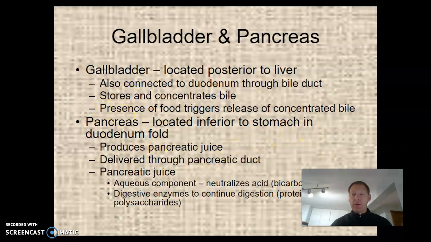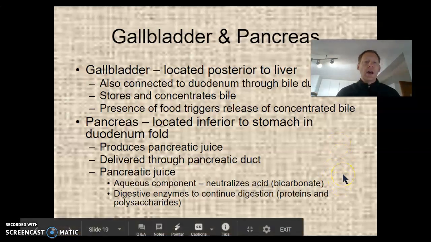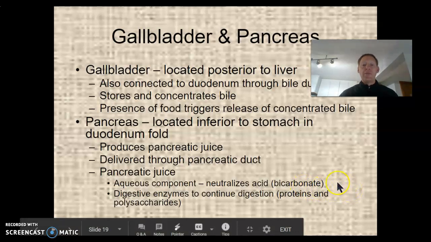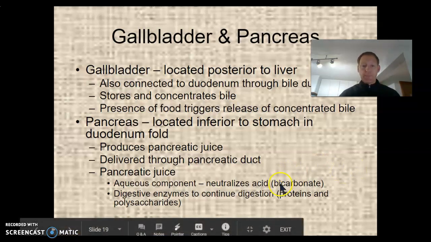So then we have the pancreas. Pancreas is sort of located right below the stomach, and it produces a chemical. It does other things, including make insulin and glucagon, which we talked about way back at the beginning of the semester, but the pancreas also produces a chemical called pancreatic juice, and that is delivered through the pancreatic duct. Pancreatic juice is simply another component that neutralizes the acid, and it adds to the digestive nature. So you add some more digestive juices. Okay.